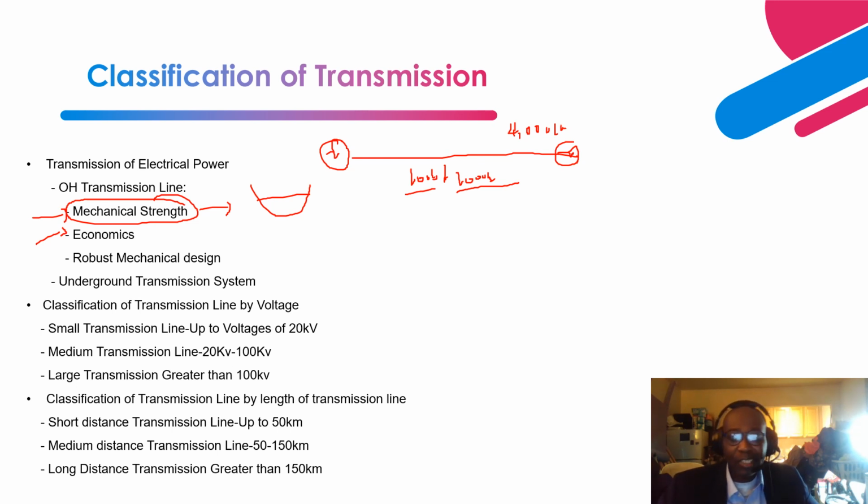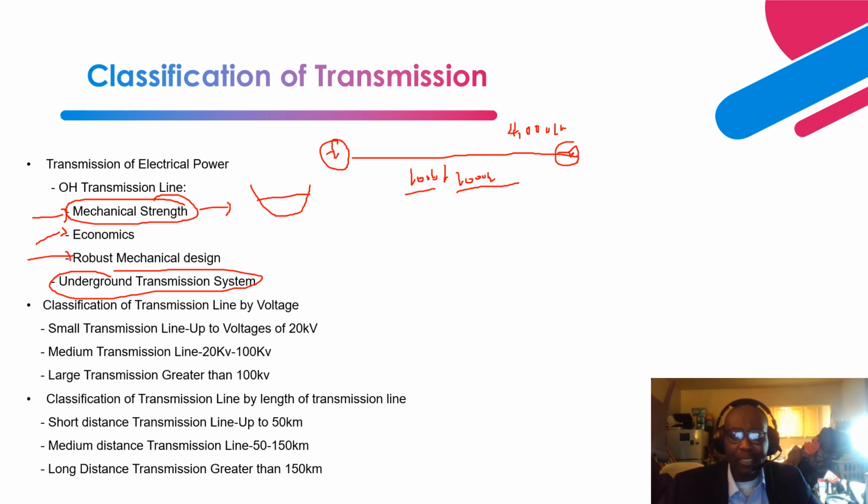But for shorter distances, let's say 10 kilometers or 5 kilometers, it becomes cost effective to utilize an underground cable transmission system.